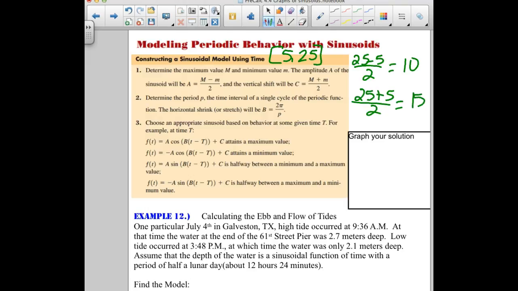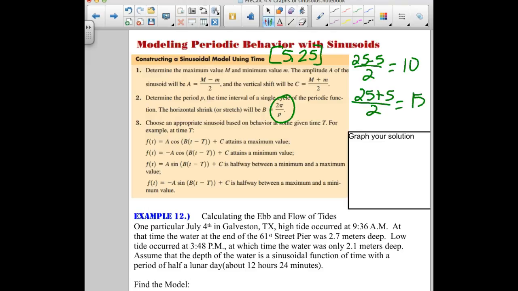The time interval of a single cycle, the period P, lets you find your horizontal compression, your B value, by taking 2 pi divided by P. In our last example, P was 64. We took 2 pi divided by 64 to get our B term. Yes? All right. The third thing in here kind of talks about what I mentioned earlier.